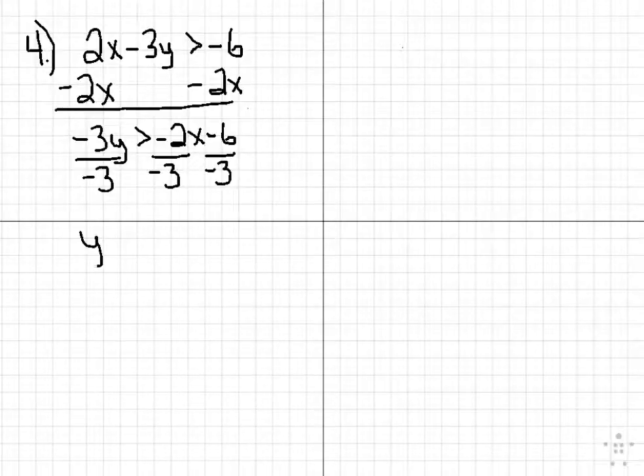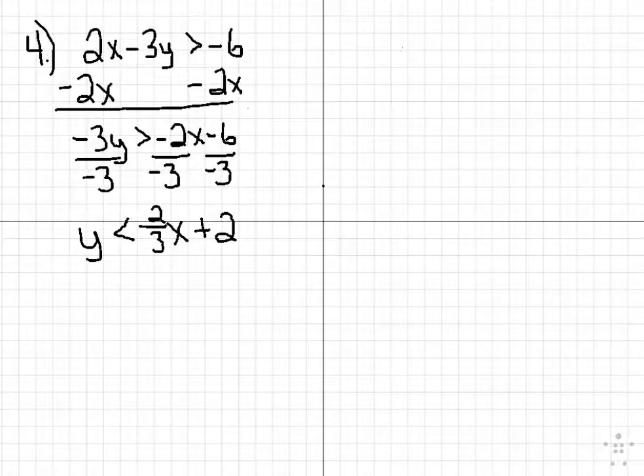This gives us y is greater than, almost forgot. When you divide by a negative, you're supposed to flip the inequality. So now it's going to be less than. So this is 2/3 x plus 2. So we take a look at this one again. You're going to go up to 2. That's your y-intercept. And then from there, you're going to rise 2 and run 3 to there.